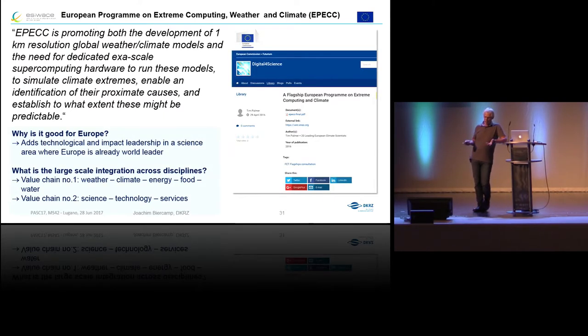And one way to implement it would be to go for a flagship project. On the first day, one of the keynotes was about this Human Brain flagship project. 120 partners, a lot of money. So I'm not sure if we want to do that and if this is the right instrument, maybe not. But at least there is some momentum and some drive to somehow implement this. And I think the ESiWACE Center of Excellence can play a role as a kind of nucleus here.